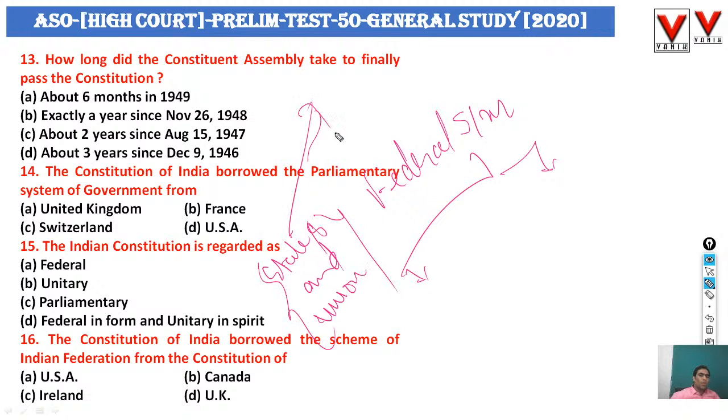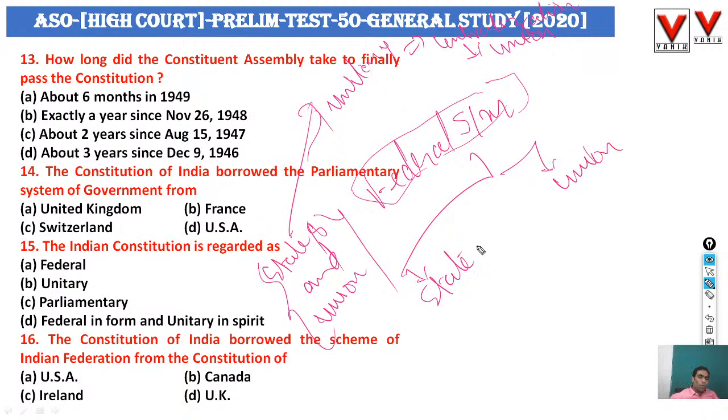When we talk about unitary, it means centralization of power. That means there is only one center of power, and that is the union. In India we have a federal system, but it is not completely federal. There is a separation of power between the center and the state, so there are two power centers, the state and the union. But in the constitution there are provisions that whenever there is any conflict between the center and the state, the union will prevail.